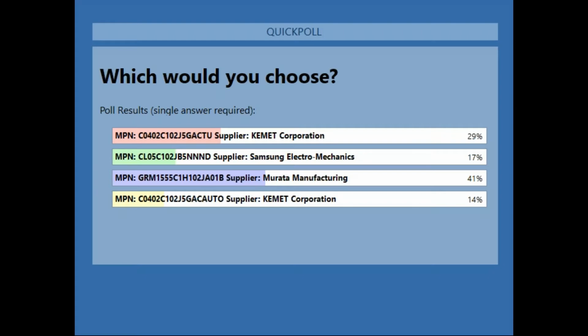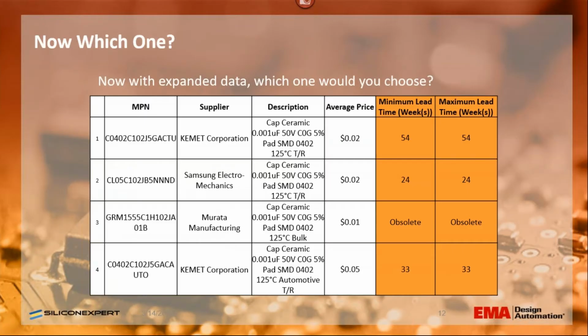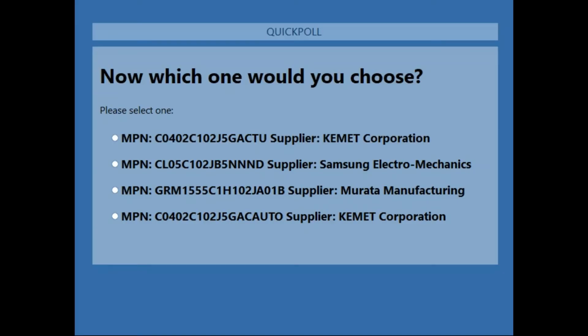So let's look at the same thing with a little bit more information. Okay, now what if I were to give you this information that you didn't have before? How would that change your part selection? Again, write down or remember your number, and we'll give you a minute to look, and then we'll go ahead and put the poll up.